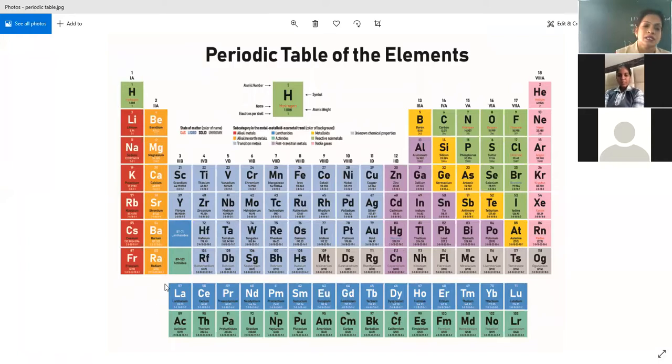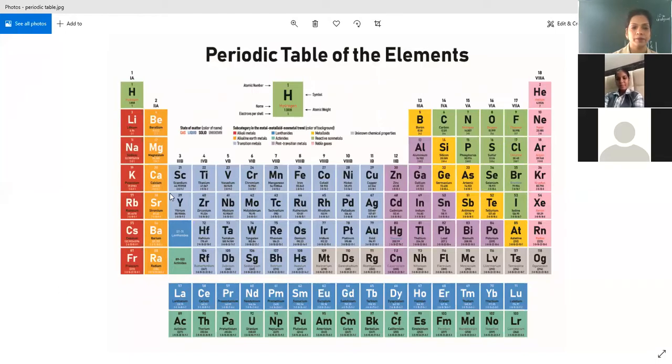So these are S block elements. S block element means the s orbital is progressively filled. And here group 13, 14, 15, 16, 17, 18, they are P block elements. From here on, the p orbital is progressively filled. So we call them P block elements.